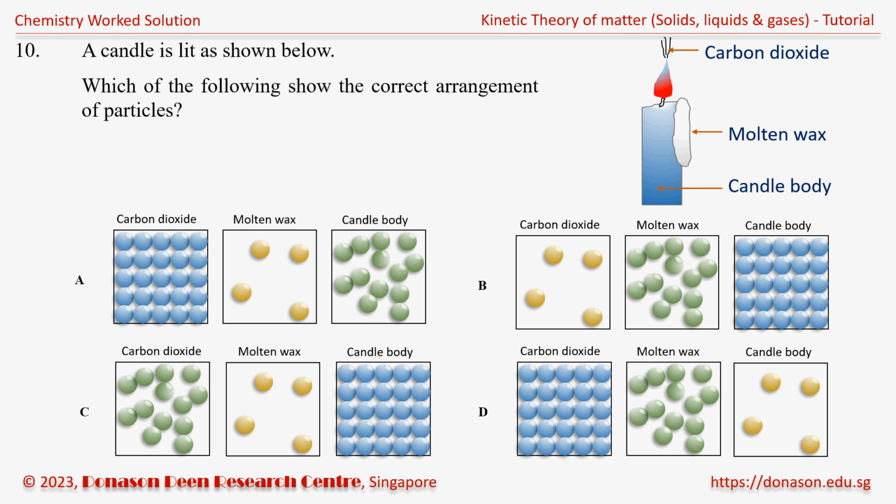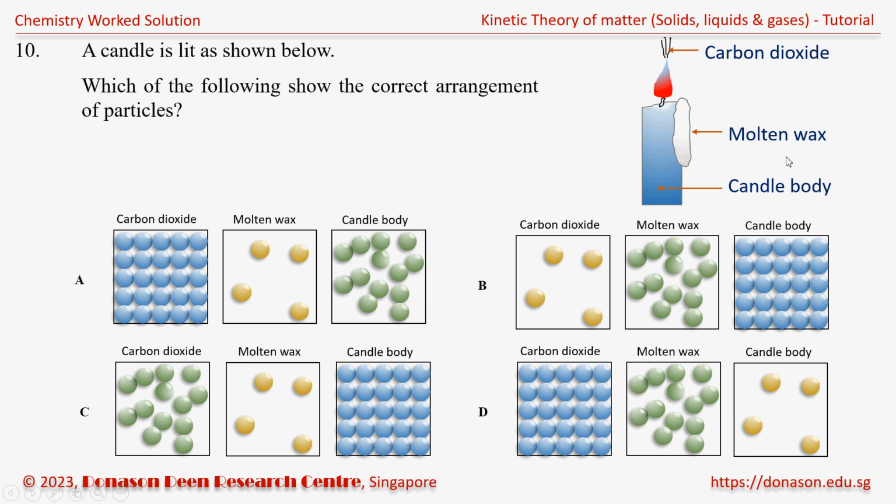A candle is lit as shown, okay. So when we light up a candle, of course the candle is going to melt, and here we have the molten wax, which is kind of in a liquid form. And then of course when the candle burns, we're going to get carbon dioxide gas being released. So there is carbon dioxide. So then we have the molten wax, which is in a liquid state, and candle body is of course solid.